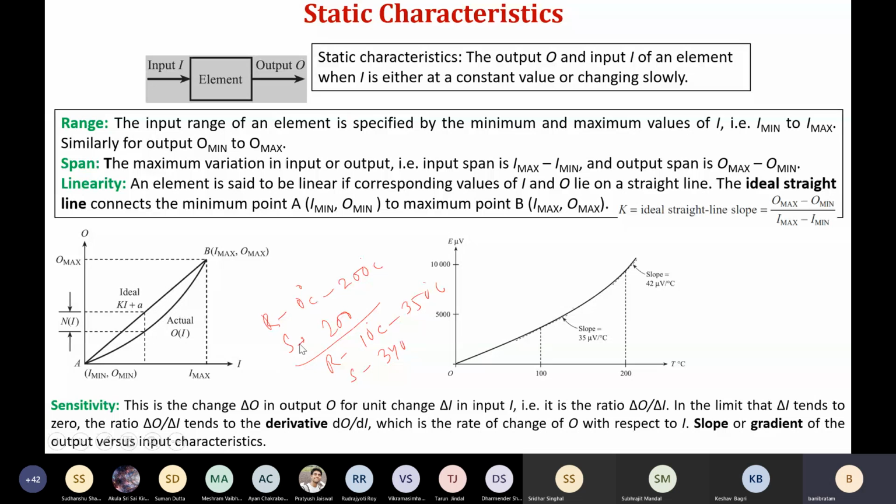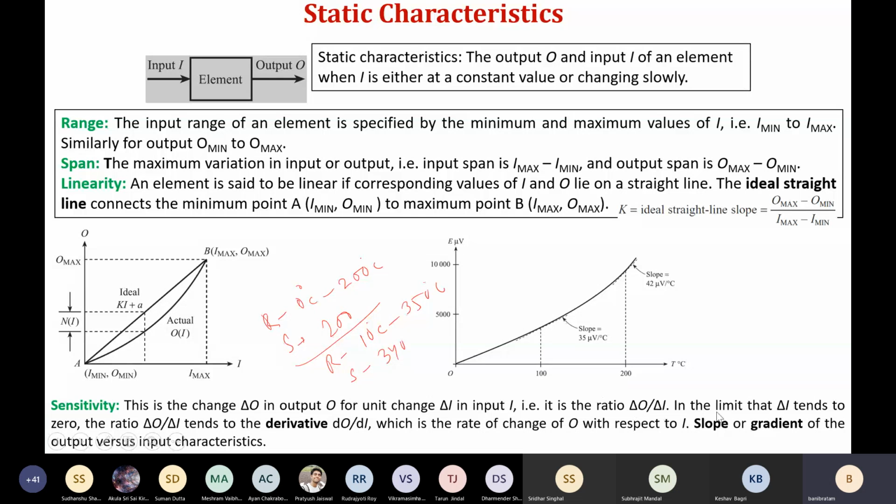Similarly, next we have the sensitivity. What do we mean by the sensitivity? This is the change in output for unit change in input. So basically, this is defined as the ratio of delta output by delta input. What do we understand from this? If we change our input by a delta amount, like if we look at some temperature sensor, and suppose from 100° to 150°, this 50° change in input, if we apply it, then what will be the corresponding output change? That delta output by delta input is defined as the sensitivity.